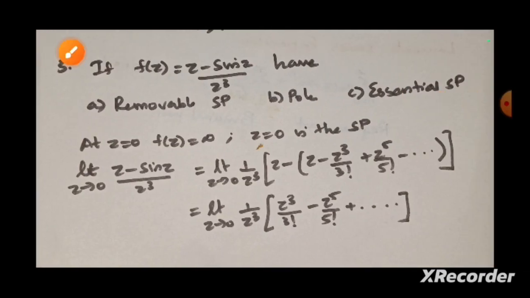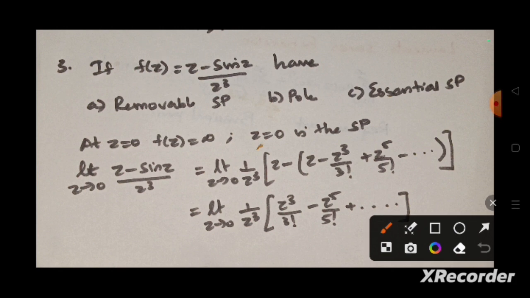The third question: if f(z) equal to (z minus sin z) divided by z cube, have. The solution here: z equal to 0 is the singular point. If you put z equal to 0 in the denominator, you will see f(z) is not analytic. If it is not analytic, that point is the singular point. So z equal to 0, you are going to apply here. Limit z tends to 0 of 1 by z cube times z minus the sin z series, z minus z cube by 3 factorial plus z to the power 5 by 5 factorial. Hence these two get cancelled, write the remaining.